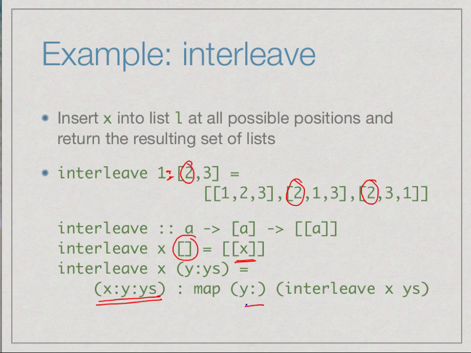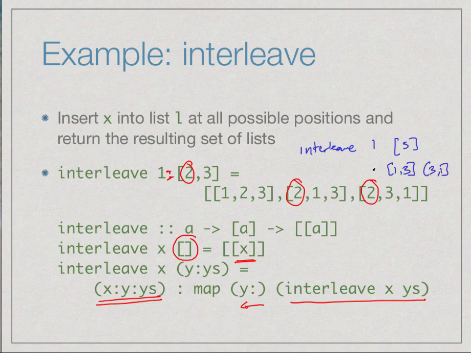So we take the 2 out and then we inductively interleave x in the tail, and for each of those we stick the 2 back in front. Right? So this is as good as saying that I have now done interleave 1 and 3, which gives me 1, 3 and 3, 1. Right? And for each of these I put a 2 in front, and then I get 2, 1, 3 and 2, 3, 1. Right? So inductively we interleave x in the tail, and then we put the head of the second argument before each of them to construct all the remaining interleavings.